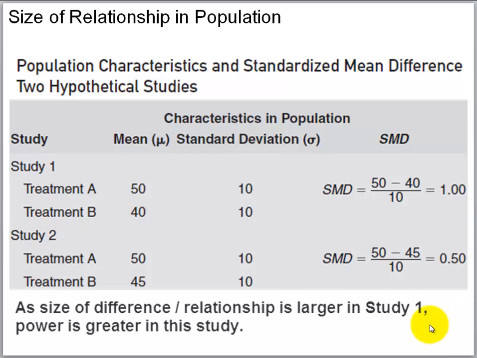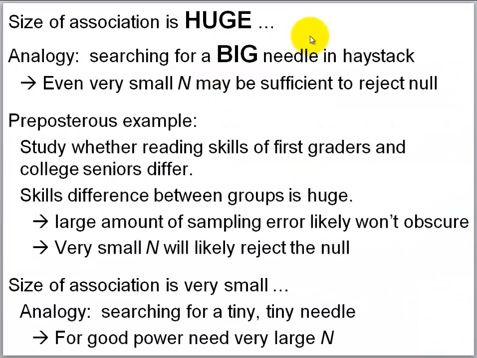Okay, so then what needs to be said here is that we will have greater power in study 1 than in study 2, and that's because the size of the difference is greater in study 1. So therefore, other things being equal, there is greater power when there is a larger difference or relationship in the population. It might be useful to consider what the power might be in a research study in which the size of association was huge.